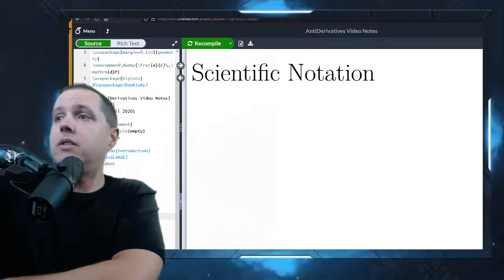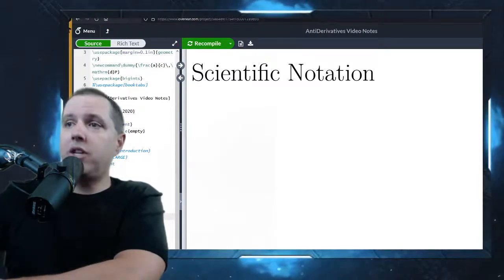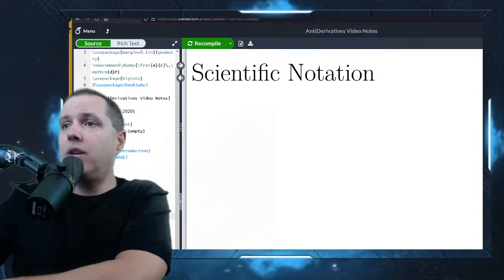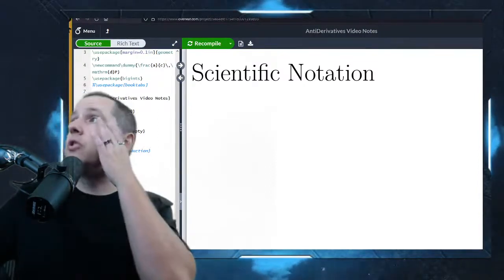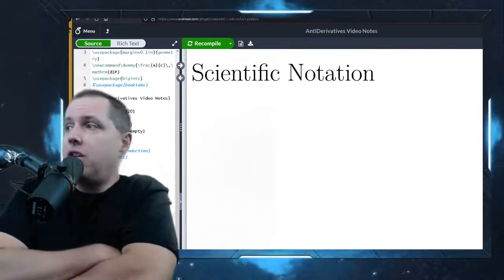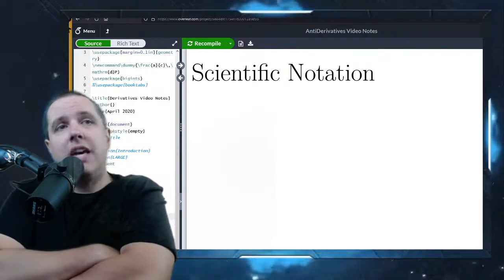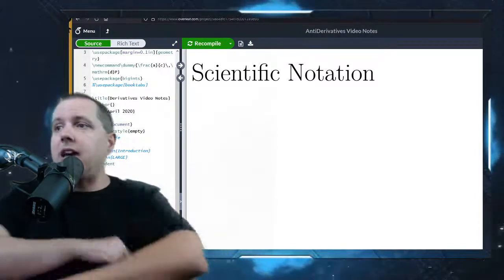Okay, let's see. Great question. There's a question here: what is scientific notation going to be used for? That's a great question, because the truth is you don't just use it in everyday life. Some of you will use scientific notation in the future. Some of you may never use it again outside of a math class. So let's get into that.